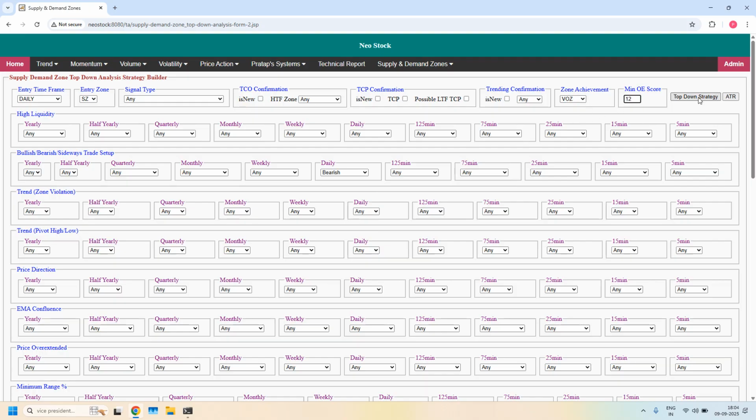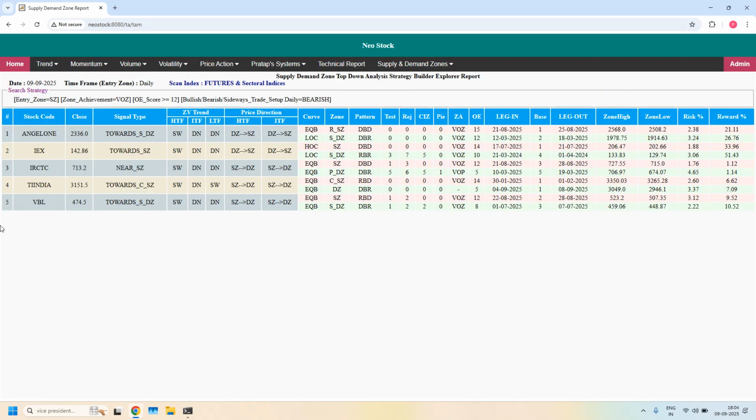Minimum odd enhancer score 12. And we got 5 stocks supporting the bearish trade setup for monthly income trade. And the entry time frame zones are daily supply zones. So in total we got 5 daily supply zones.